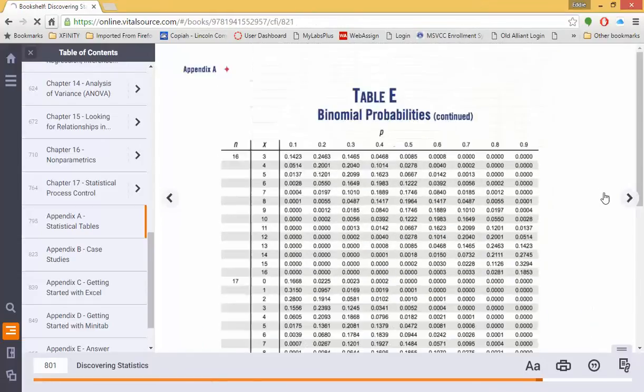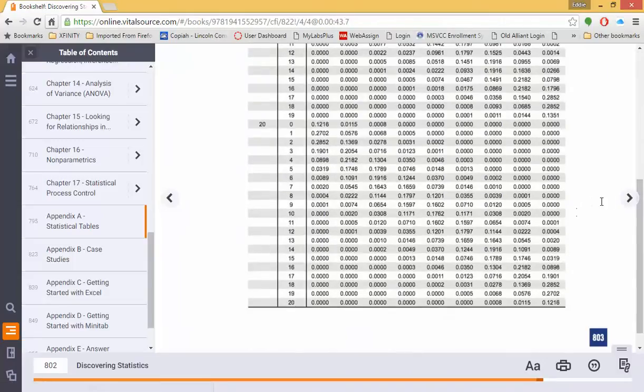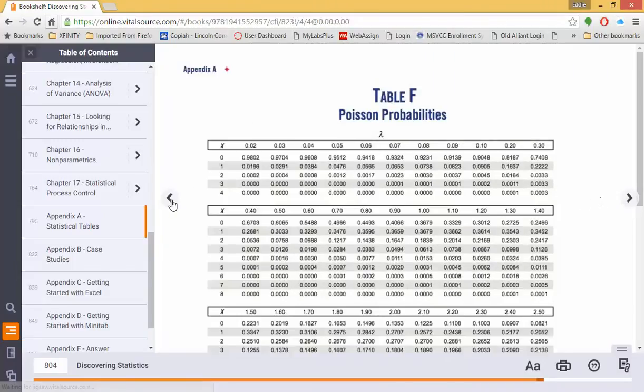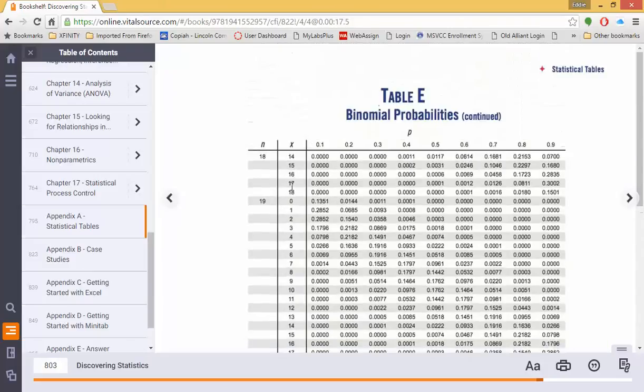There's 16, 17, 18, probably goes to about 20. There's 20. Yeah, and that's where it stops. So if your n is 20 or less, between 1 and 20, and your success rate is 0.1, 0.2, 0.3, 0.4, 0.5, 0.6, 0.7, 0.8, or 0.9, then you can use the tables.